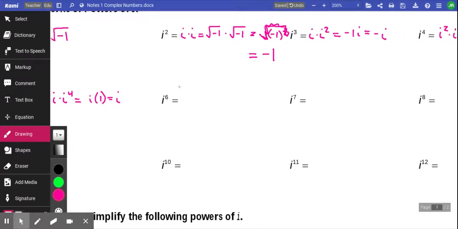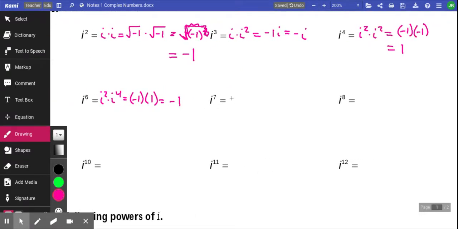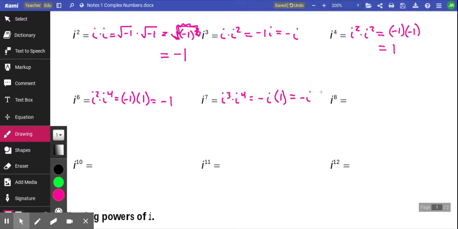If we have i to the 6th, we could rewrite that as i squared times i to the 4th, which would be negative 1 times 1, which is negative 1. If we have i to the 7th, we could rewrite that as i to the 3rd times i to the 4th, which would be negative i times 1, which is just negative i. And if we have i to the 8th, we could rewrite that as i to the 4th times i to the 4th, which is 1 times 1, which gives us 1.